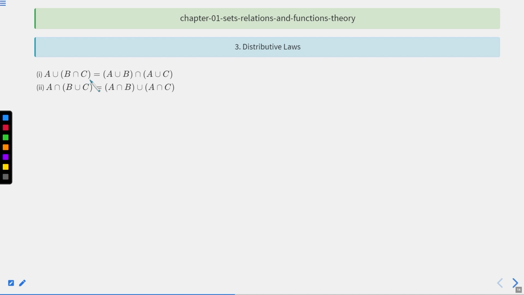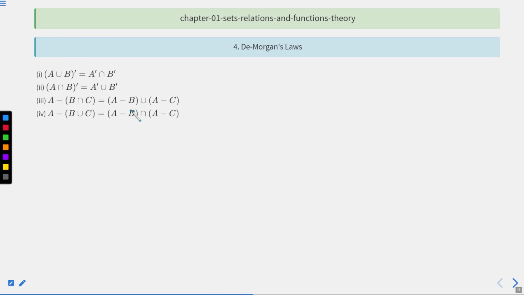A union (B intersection C) is equal to (A union B) intersection (A union C). You can prove it by Venn diagram, right? Now A intersection (B union C) is equal to (A intersection B) union (A intersection C). Now De Morgan's law. De Morgan's law is (A union B) complement is equal to A complement intersection B complement, right? And (A intersection B) complement is equal to A complement union B complement.